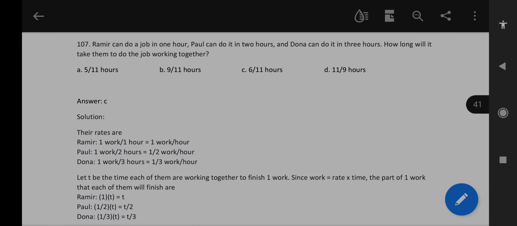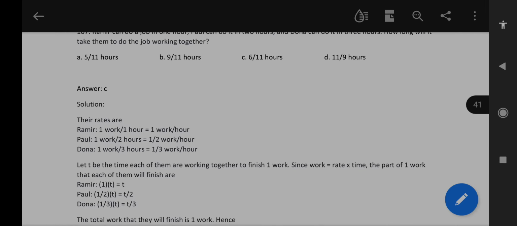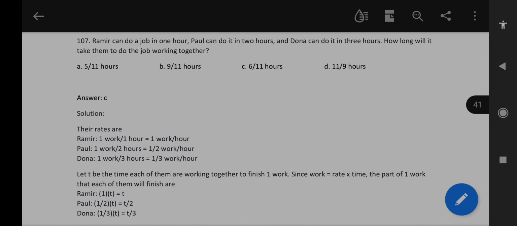Solution mo dyan, so naman natin, time rates yan. Their rates are, yung kay Ramir daw, 1 work per 1 hour. Okay? Is equals to 1 work over hour. Yung kay Paul, 1 work per 2 hours. Therefore, 1 half work per hour. Yung kay Donna naman, 1 work per 3 hours. Therefore, 1/3 work per hour.